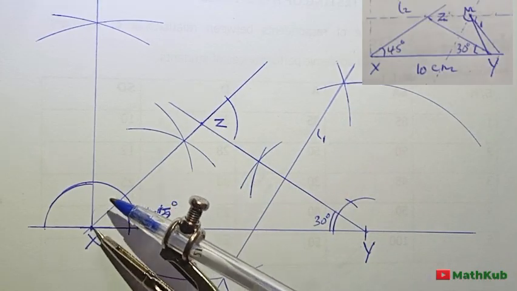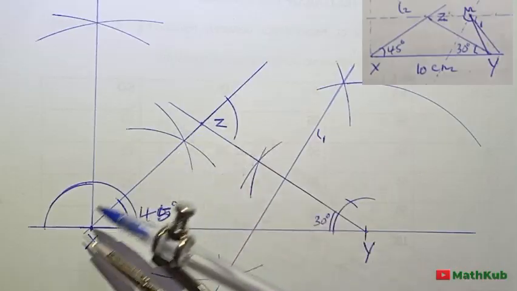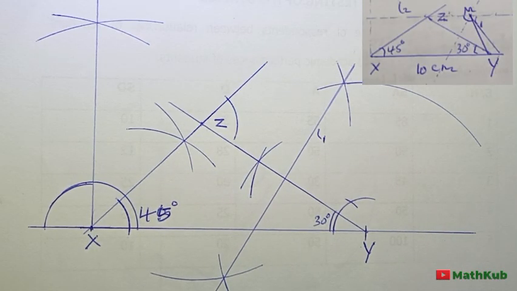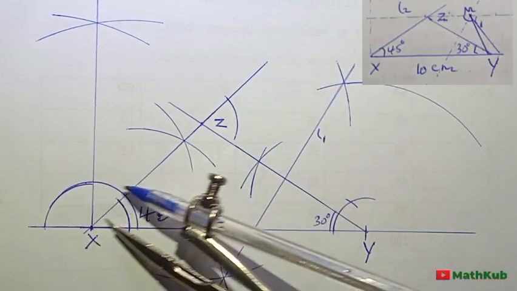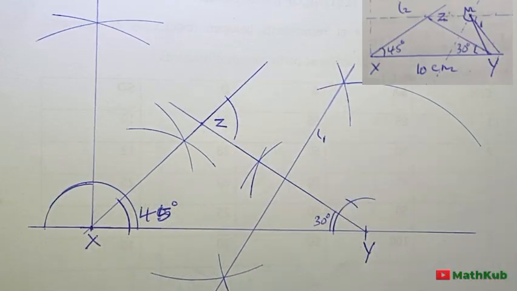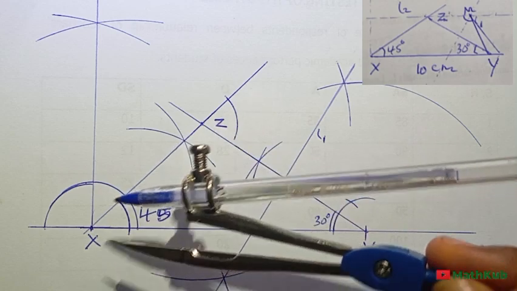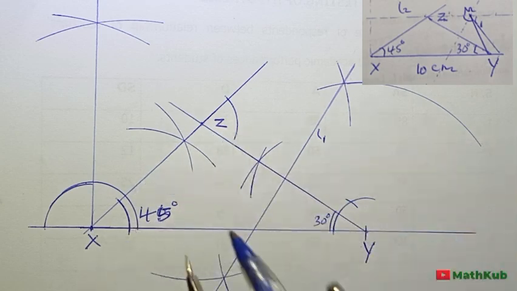This angle ZXY. Check our previous videos, you see how to construct an angle equal to another angle. So by copying this angle here, you are going to draw what? A parallel line.